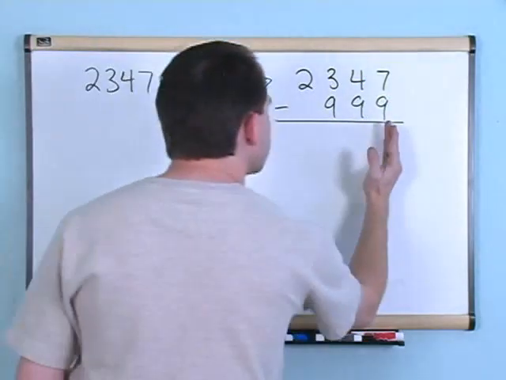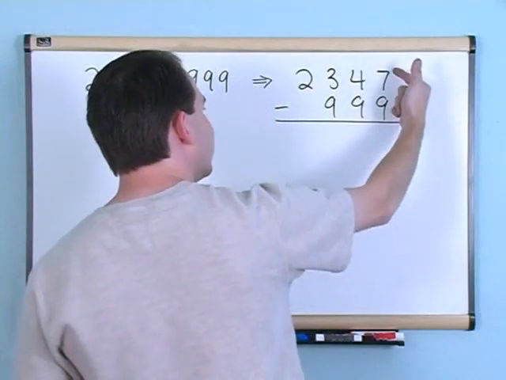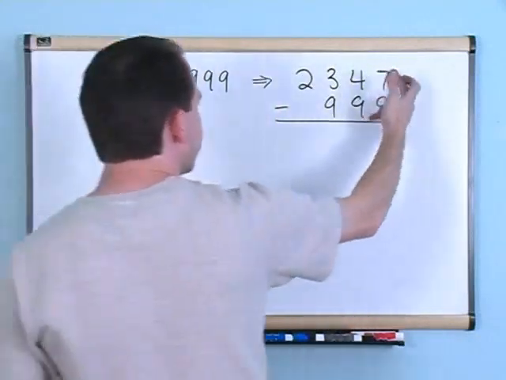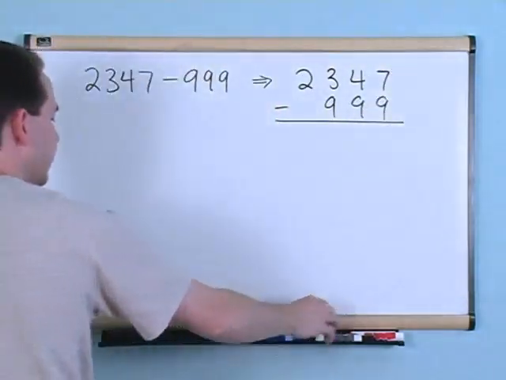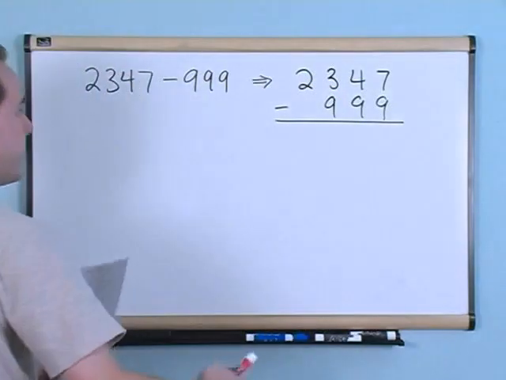We start in the right-hand column, and we realize that 7 minus 9 is not going to work out because we've got a smaller number on top. We're trying to subtract a bigger number from it. So we're going to have to do some borrowing.